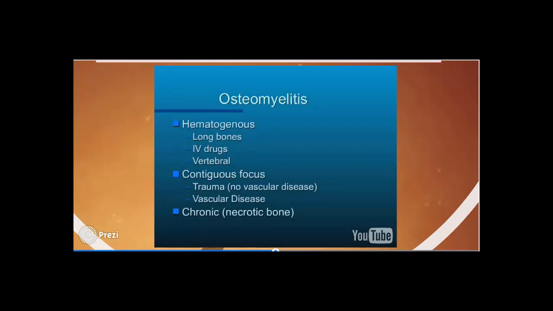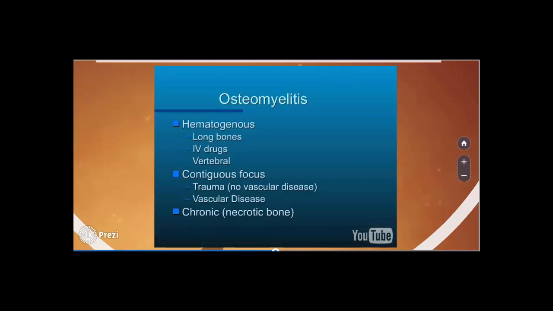Divide us into categories. It makes it easier to remember and helps you figure out what to do with them. The first one is hematogenous osteomyelitis. It usually occurs in long bones and is treated with intravenous antibiotics. IV drug users may get hematogenous osteomyelitis, and you can also have discitis or vertebral osteomyelitis of hematogenous origin.